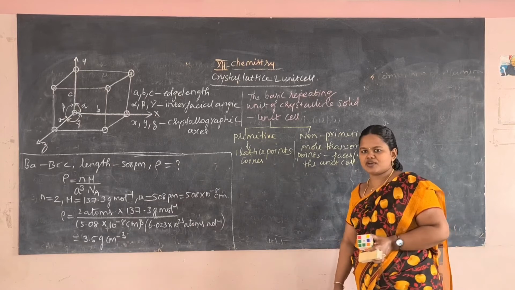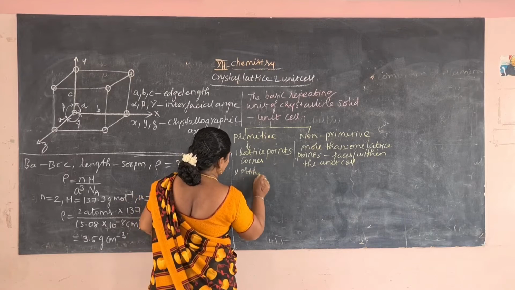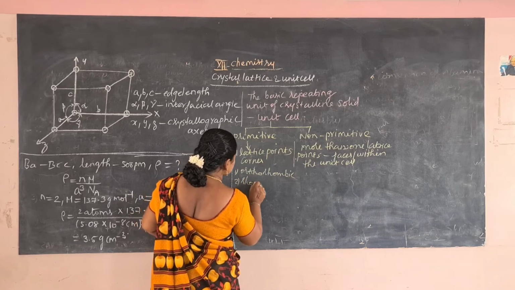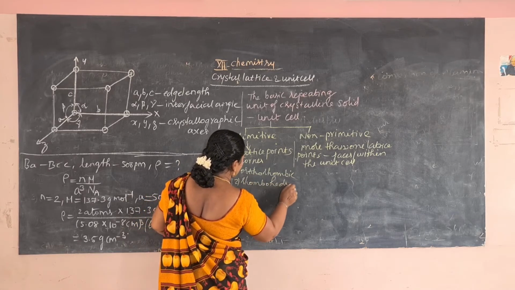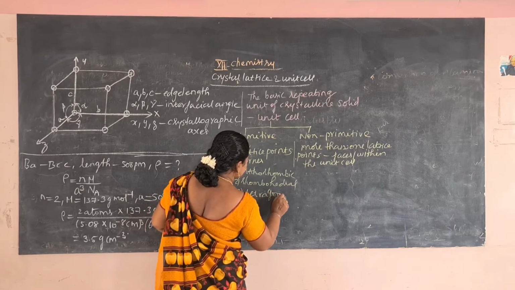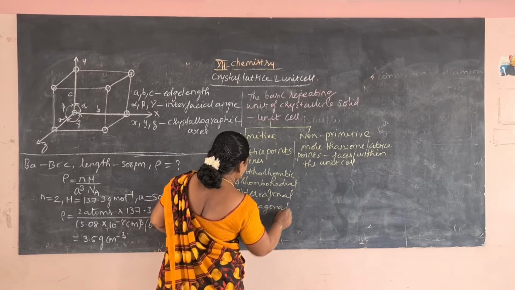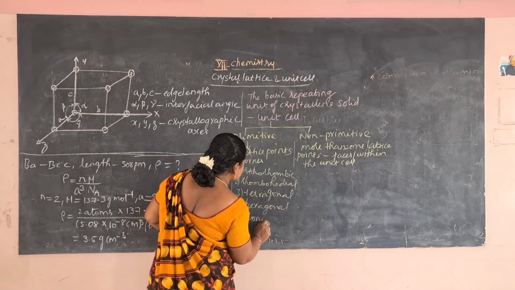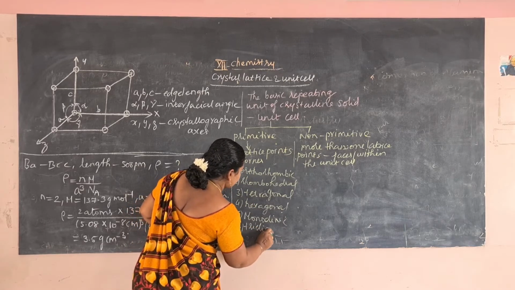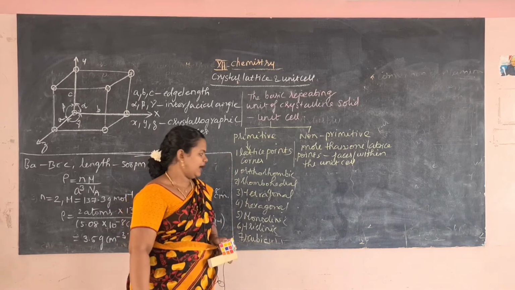And there are 7 types of primitive unit cell. They are orthorhombic, rhombohedral, tetragonal, hexagonal, monoclinic, triclinic, and cubic unit cell. So here there are 7 types of primitive unit cell, and in the 7 types of primitive unit cell there are different edge lengths.